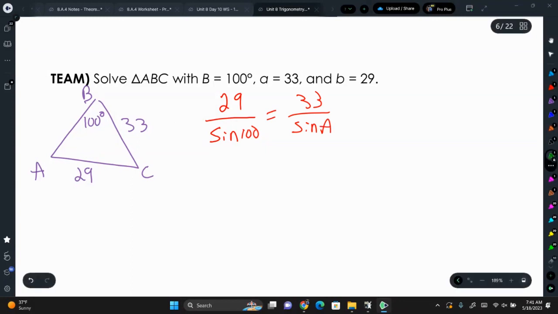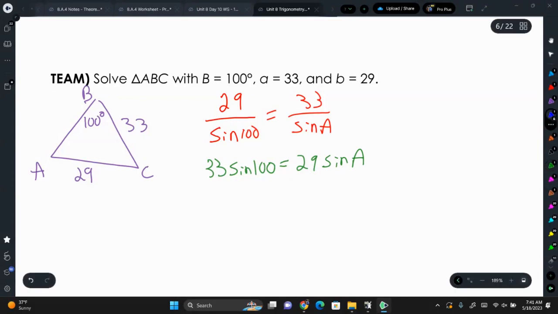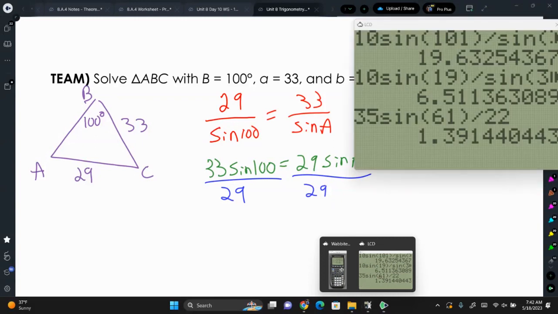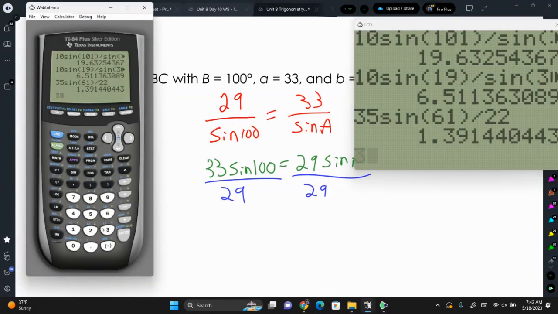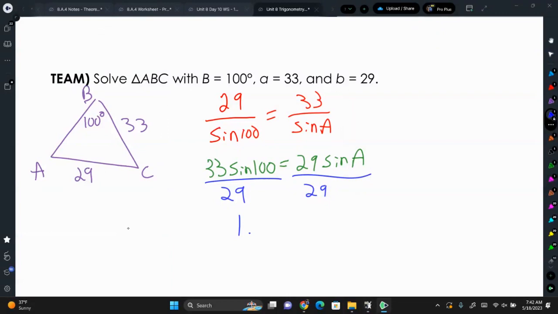So we'll cross multiply. We'll have 33 times the sine of 100 equals 29 times the sine of A. Divide both sides by 29. So 33 times the sine of 100 divided by 29, and we get 1.12, which is again bigger than 1, so no triangles.